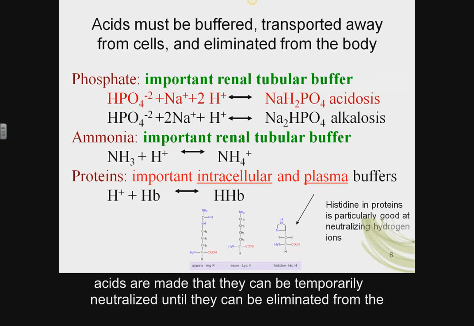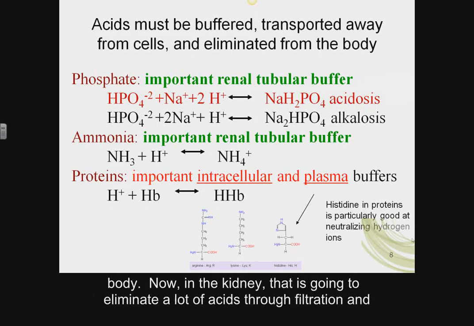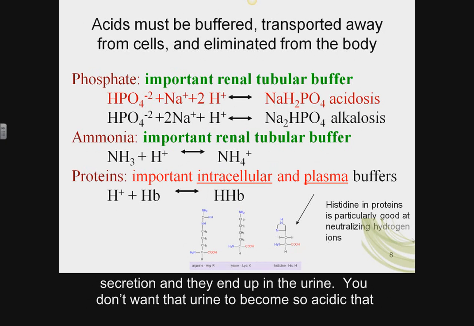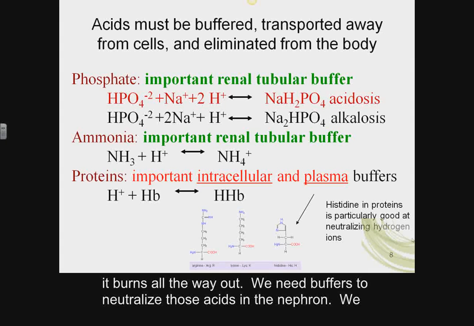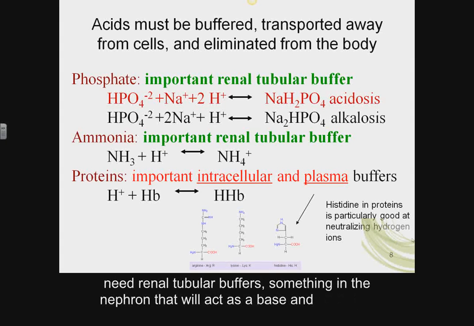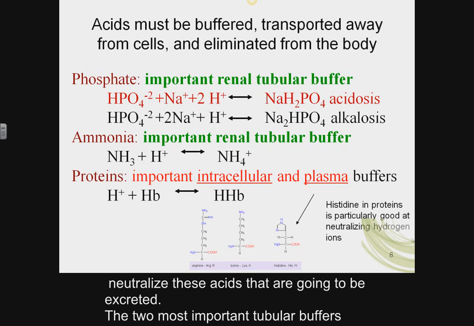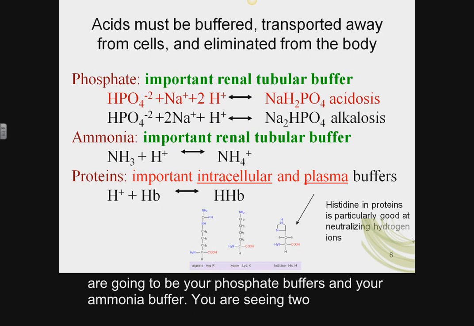Now, in the kidney, the kidney is going to eliminate a lot of acids through filtration and secretion, and of course, these acids end up in the urine. You don't want that urine to become so acidic that it burns all the way out. We need buffers to neutralize those acids in the nephron. We need renal tubular buffers, something in the nephron that will act as a base and neutralize these acids that are going to be excreted. The two most important tubular buffers are going to be your phosphate buffers and your ammonia buffer.